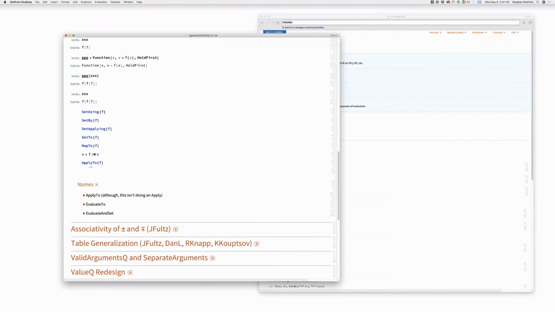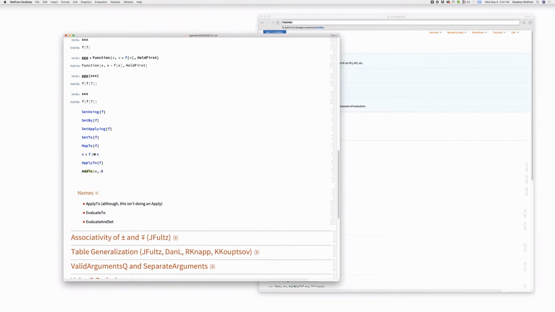Apply to, I think we should look at an operator form that evaluates to this pure function with a hold first. And I think we've got this. So out of curiosity, in like add to, in the full form, which order are the arguments? It's x comma dx. Okay.